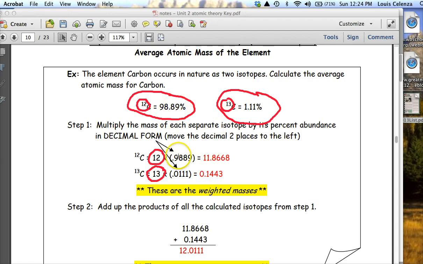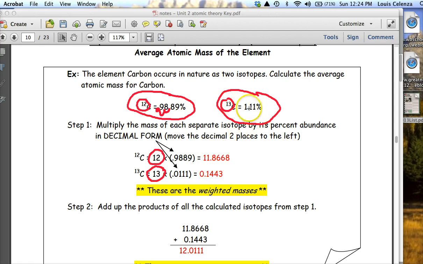And then notice what they did with the percentage. Here it's 98.89, but they changed it to a decimal form. So what they want you to do is to take the decimal and the percentages and move them 2 places to the left. So you're going to take this decimal, go 2 places, and you now have 0.9889. Multiply that by 12, and you get that number.